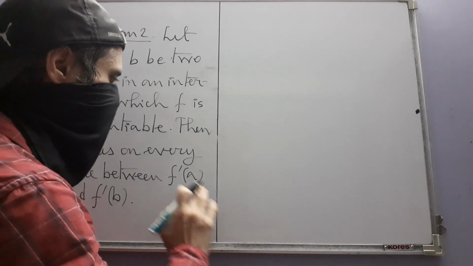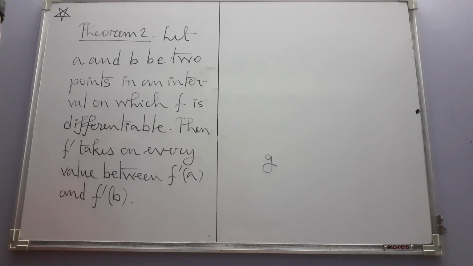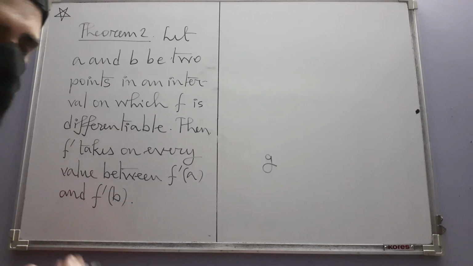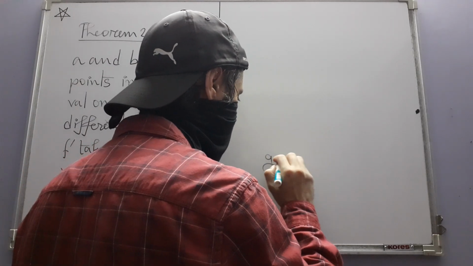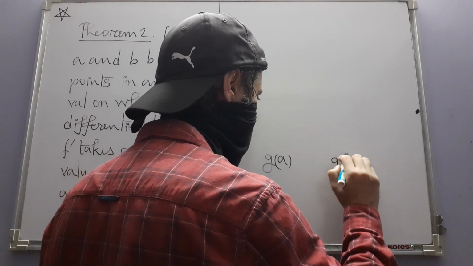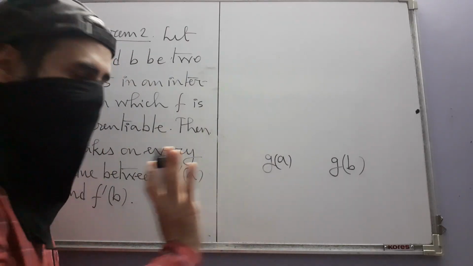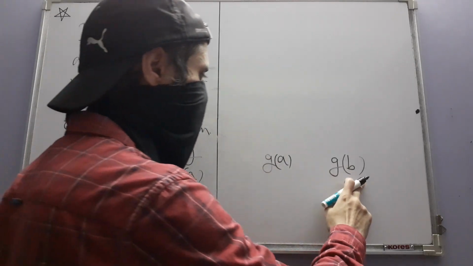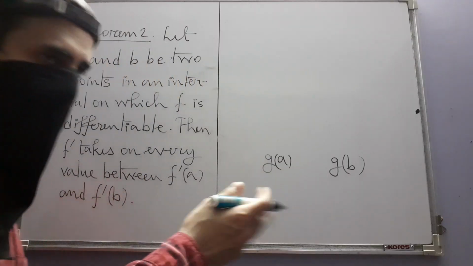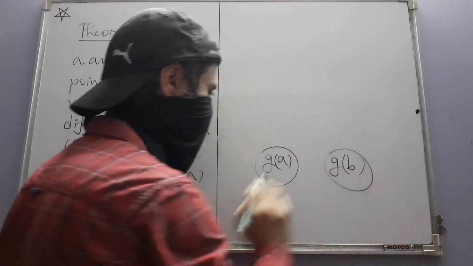This means that say you have a function g, which takes two values at 2 points. Say at a it takes g of a and at b it takes g of b. I am not talking about derivatives. g is just some function. a and b are 2 distinct points in its domain, and you get these 2 values at these points.